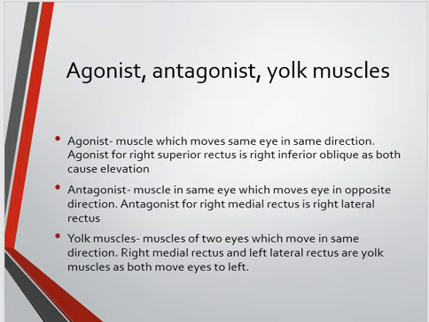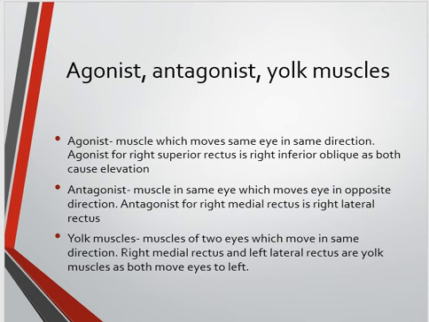A few more terminologies that we use to describe the eye movements are agonist, antagonist, and yoke muscles. Agonist means a muscle in the same eye which moves the eye in the same direction. For example, the agonist for the right superior rectus is the right inferior oblique. The action of the superior rectus is to cause elevation, and you may remember I told you the inferior oblique as well causes elevation. So both are agonists.